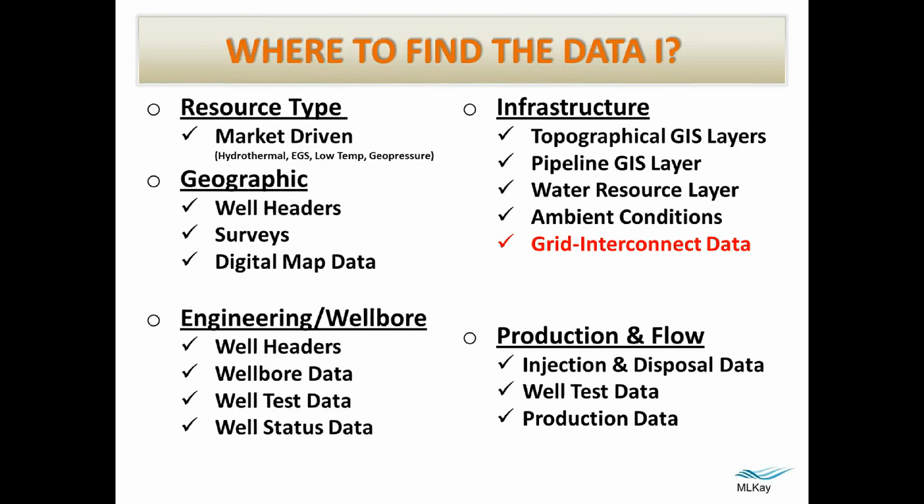The second is geographic information. So where is the well? Where are we looking? You're going to get that from well headers, from surveys, and any type of digital map data that you have. The next important piece of information is engineering data, meaning how large is the well? When they drilled it, how large is the casing? Because if we know the size of the casing, we can predict, in theory, how much fluid could actually be produced.